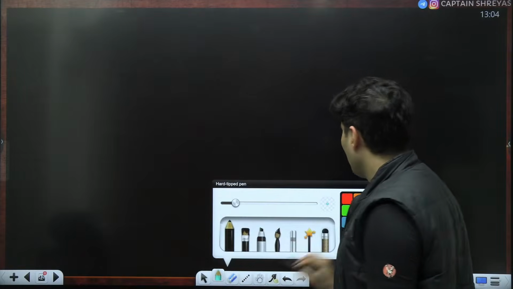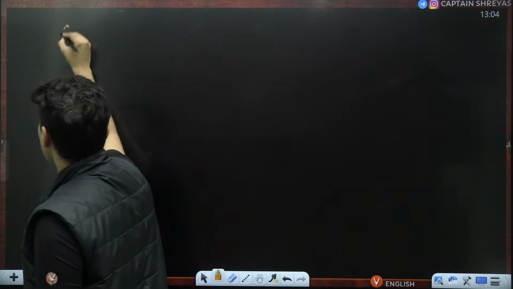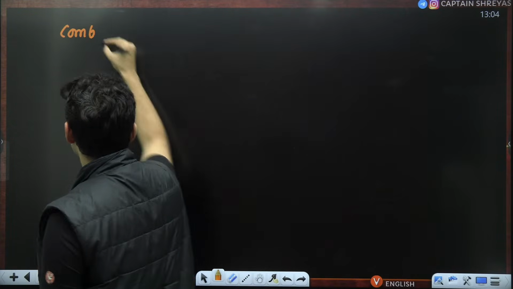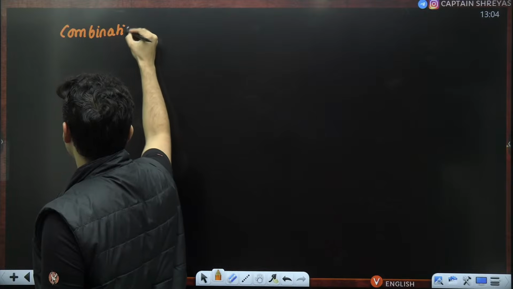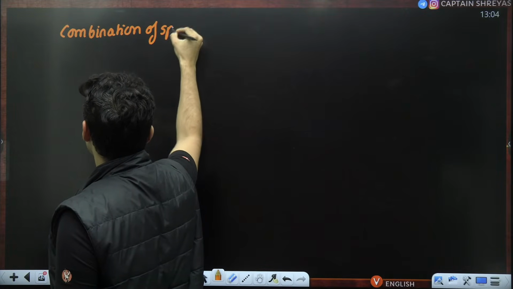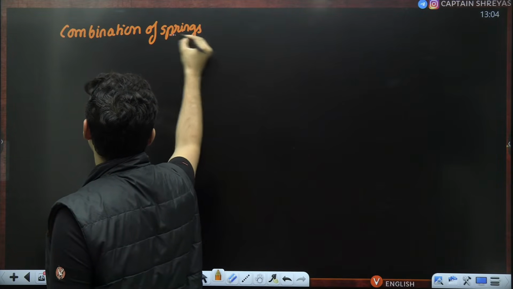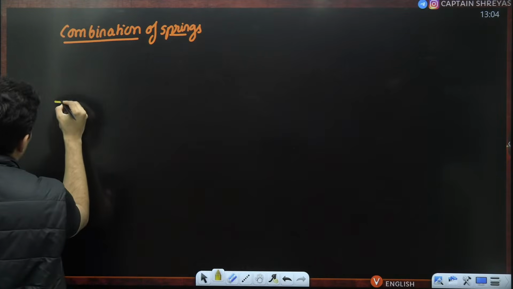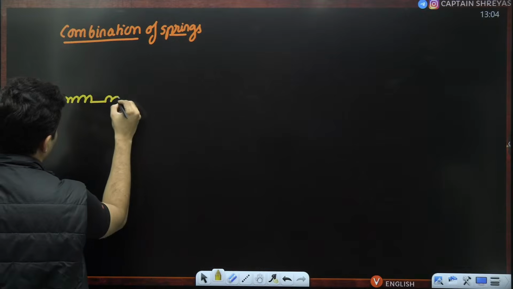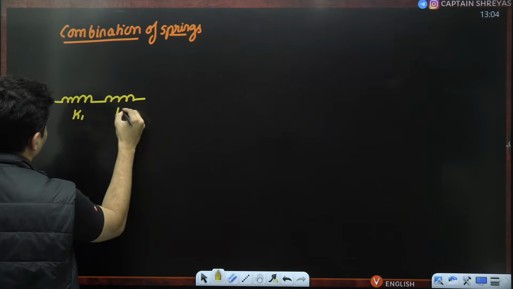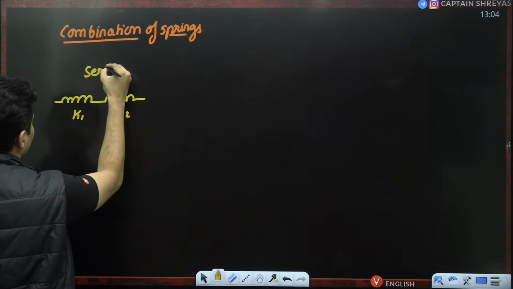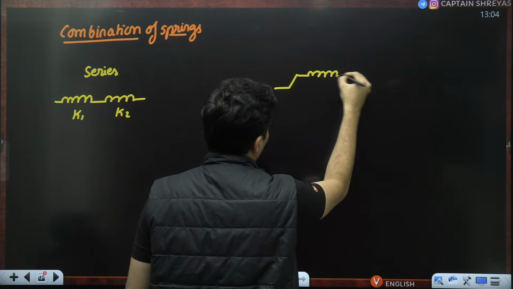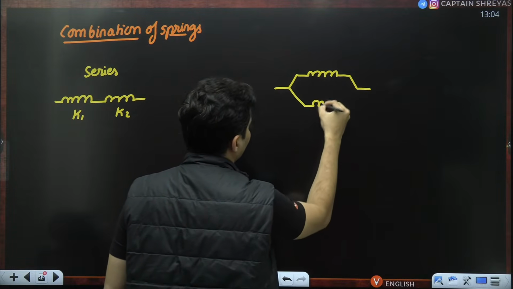Sometimes you might have a combination of springs. And when you get like that, don't get scared. First combination is when the springs are just connected in series, K1 and K2. The second combination is when the springs are connected in parallel.